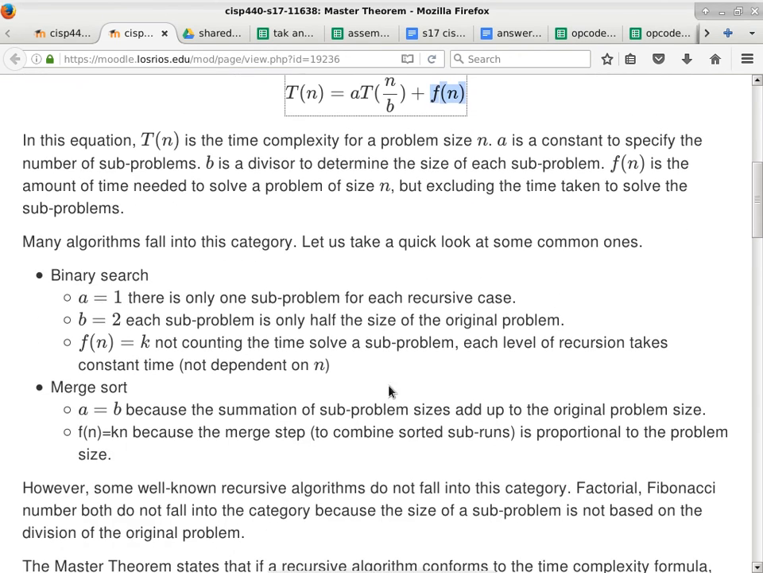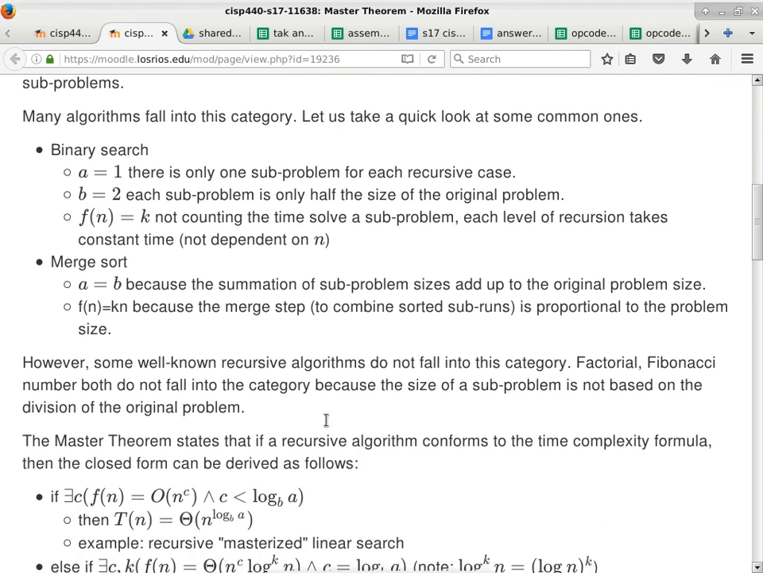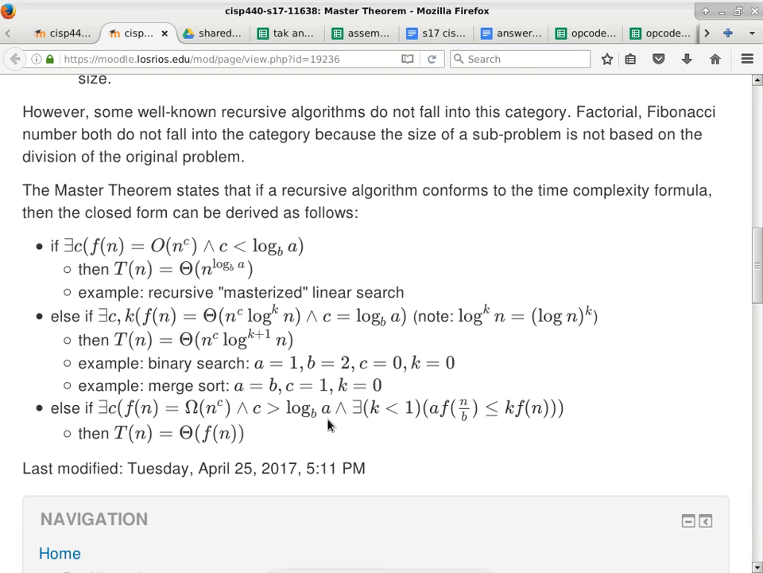So we'll take a look at this part here. So we apply these things here to state why we have a being 1, b being 2, and f of n being big O of 1. Let's ignore merge sort for the time being. So this is the master theorem. The master theorem is summarized by a multi-branch conditional statement.